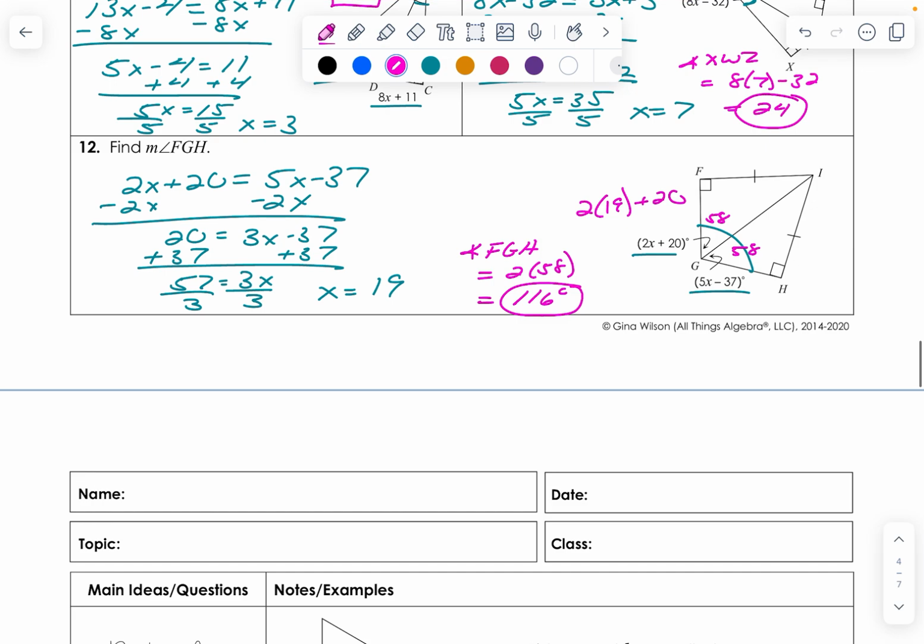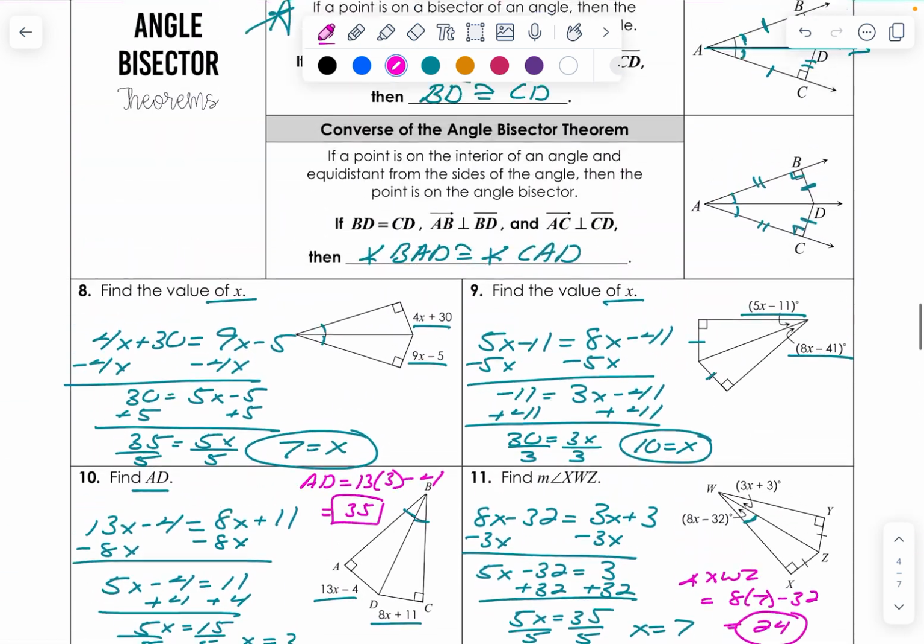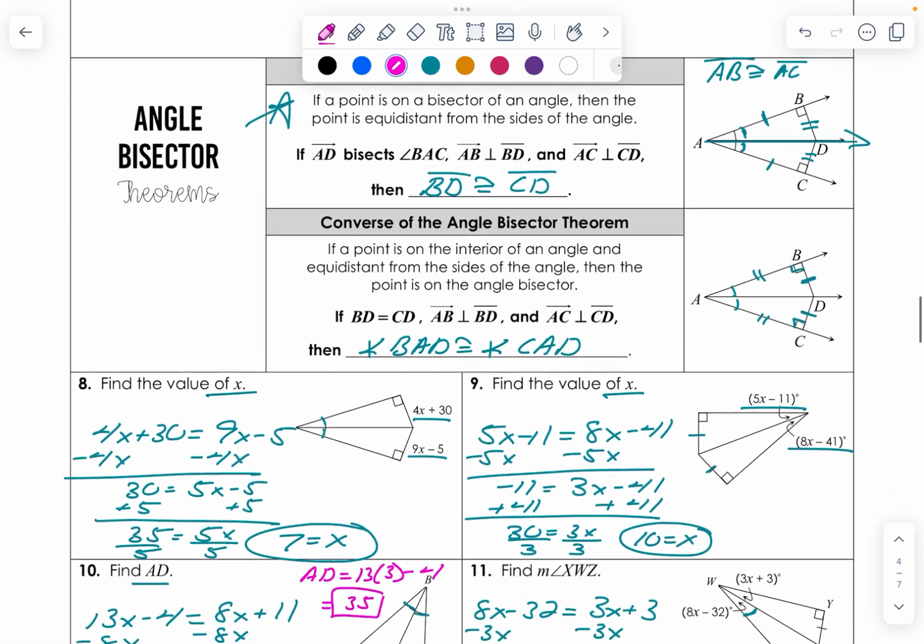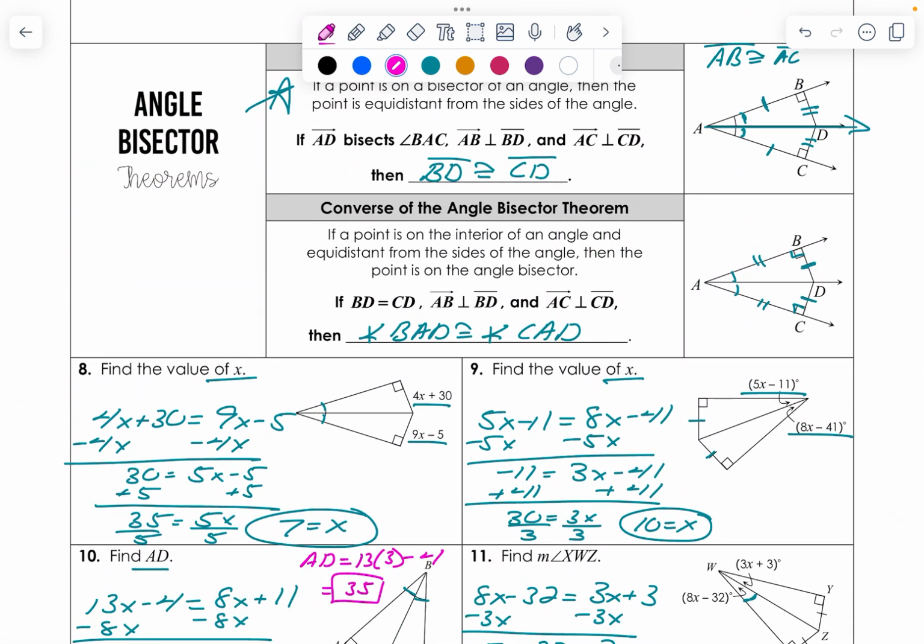All right, and that is it for angle bisectors. Lots of congruencies.